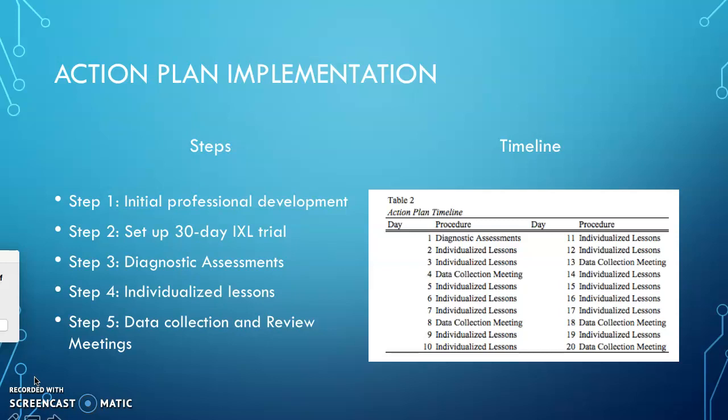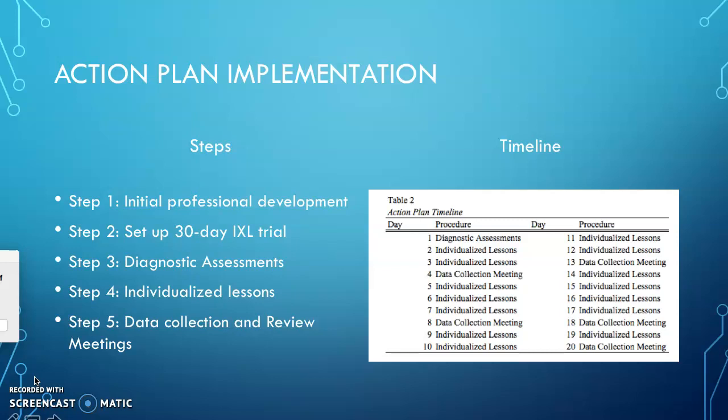Step 3 instructed the math intervention teacher to allow students to complete the diagnostic assessment, which determined their ability level for all math skills on their profile. Through this, individualized lessons were generated. During Step 4, the math intervention teacher allowed class time for students to complete individualized lessons. Step 5 included weekly data collection and review meetings between the lead supervisor and math intervention teacher.